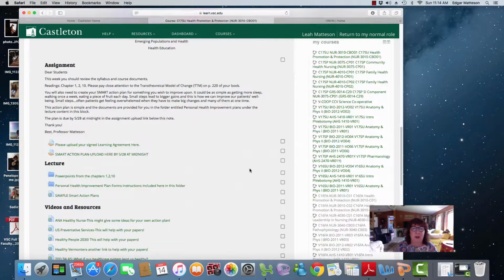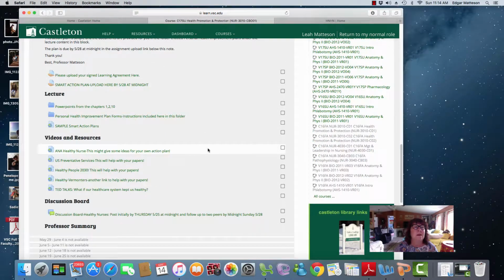You will find that every week it'll be laid out like this, what your assignment is. Your assignment uploads will be here right under this block for your SMART action plans and your weekly plans, and any papers that might be due that week. I'll provide you with videos and resources.